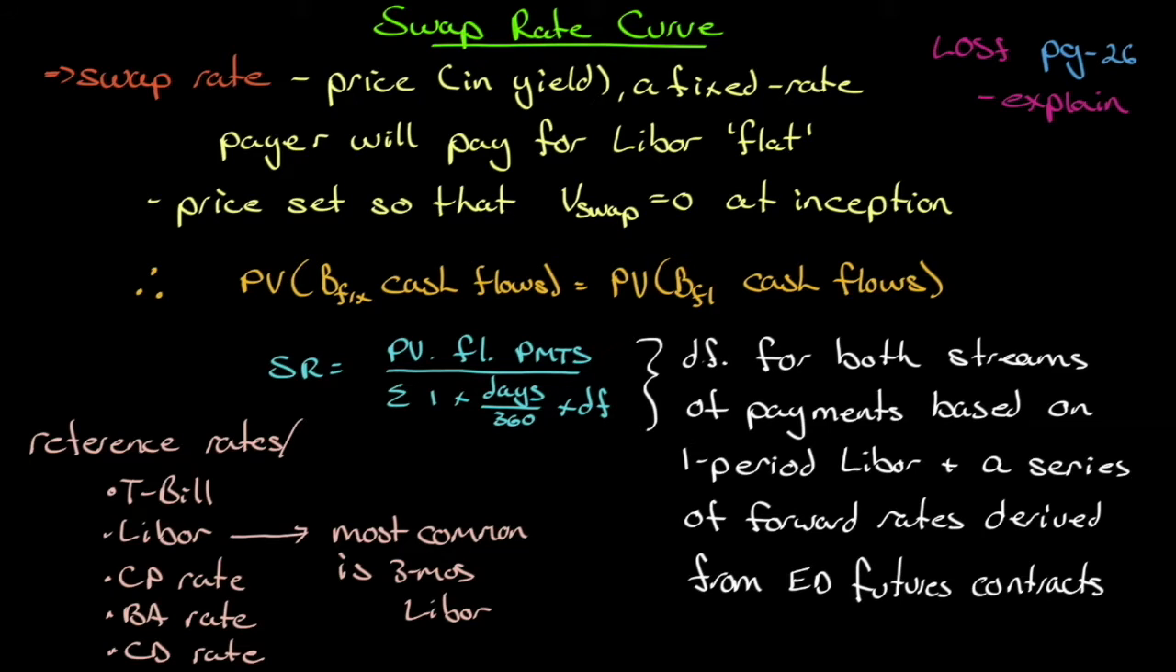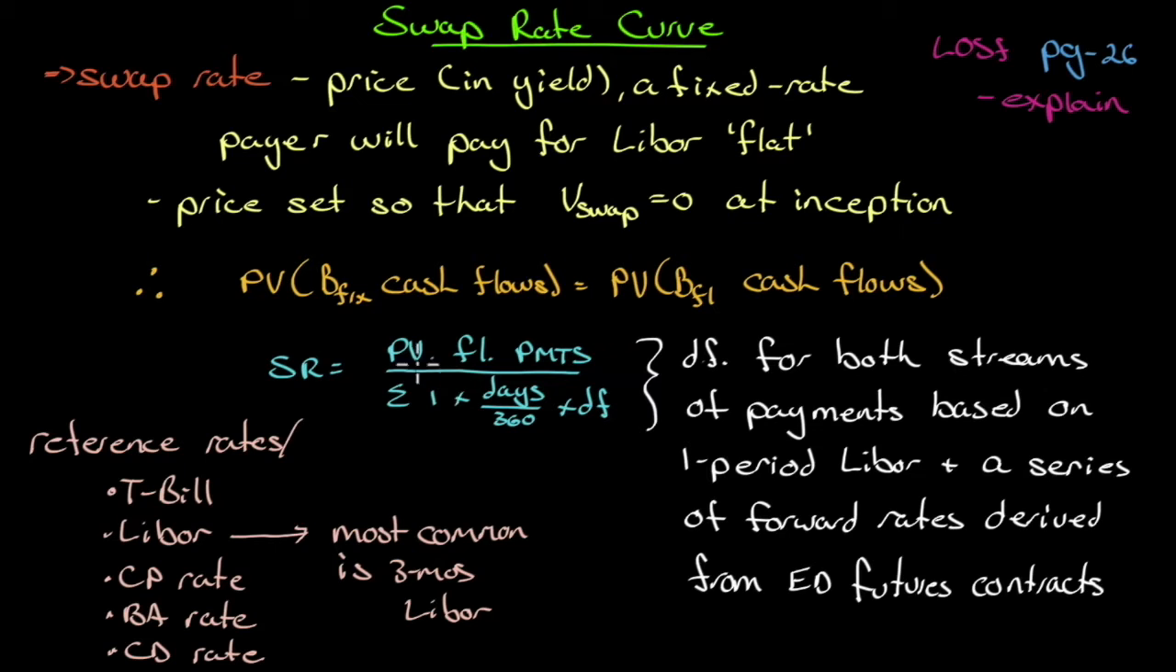A swap rate is a price quoted in fixed yield that a fixed rate payer will pay for LIBOR flat. When we say LIBOR flat, that doesn't mean plus or minus any basis points. It's just whatever 3-month LIBOR is. The price is set so that the value of the swap at inception equals 0, and to do that, you simply equate the present value of the two payment streams. And if their present values are equal, you can conceive of a swap as being long one, short another. So if you're long something that costs $100 and you're short something that costs $100, you have a net zero entry. And that's all we're doing here. So the present value of the cash flows from the fixed bond are set equal to the present values of the cash flows from the floating rate bond.